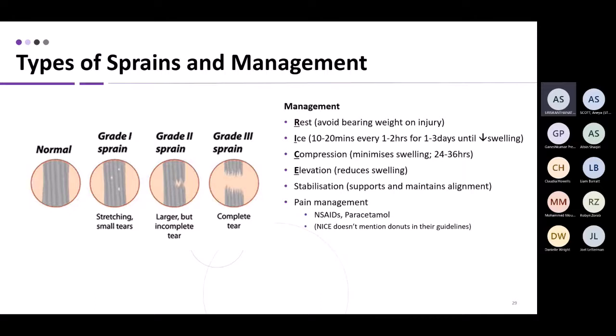And just a little note here, NICE guidelines don't really recommend donuts as pain management. Cool.